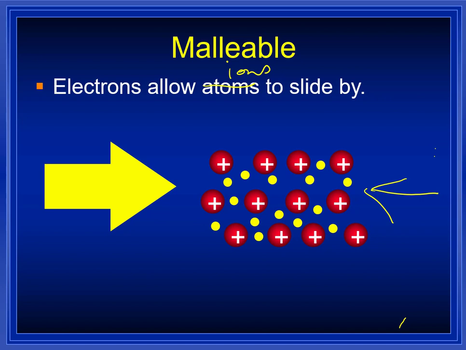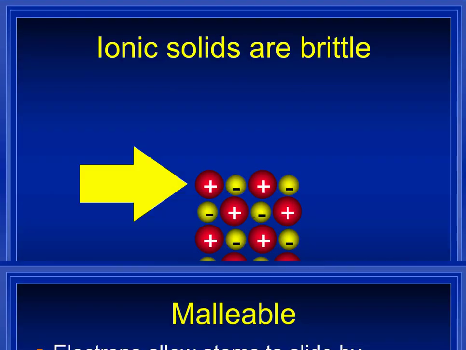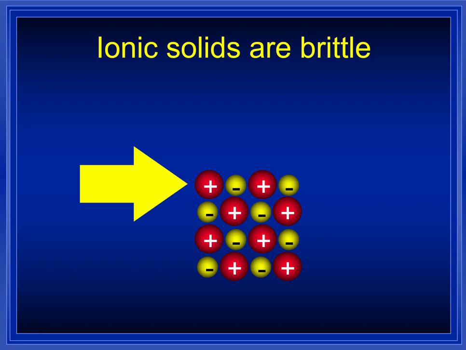That's why metals dent, because if they dent, the atoms can move and still stay stuck. China doesn't dent. Porcelain doesn't dent. Ionic solids do not dent. Ionic solids are brittle. And the reason they're brittle has to do with how they're formed as solids. They form in a regular, repeating, three-dimensional arrangement.